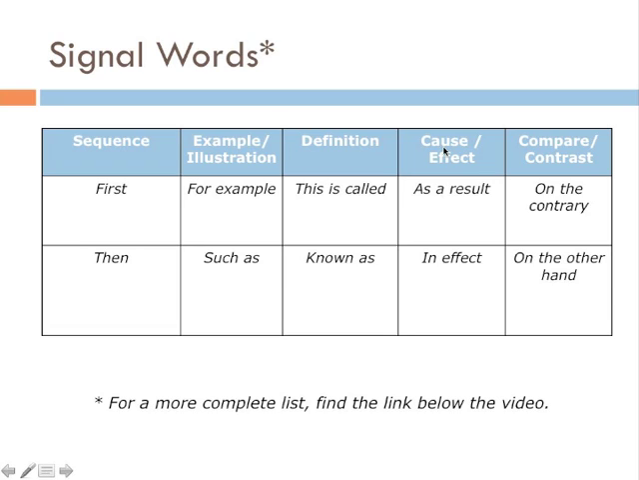The next one is referring to cause and effect. So this could be something that is the result of something else. And then another category would be comparing and contrasting information. So information that might be different, such as on the contrary, or information that we might see that is indicated with on the other hand. Now this is not a complete list of all the categories, and you will notice that different resources refer to signal words in different ways. So this is just kind of a brief overview of the ideas.